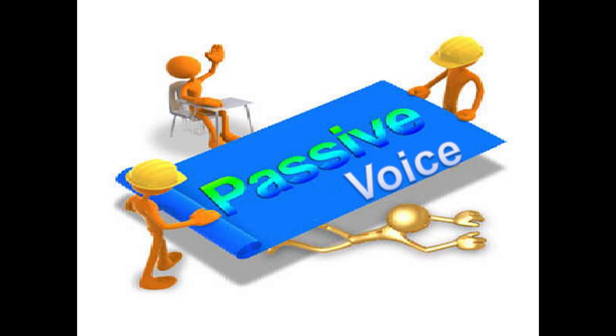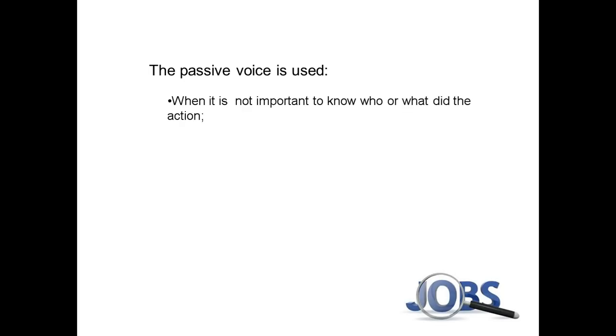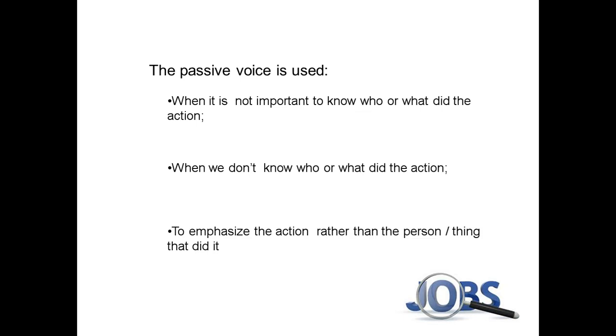On page 52 of your book, you have the grammar: passive voice. The passive voice is used when it's not important to know who or what did the action, when we don't know who or what did the action, or to emphasize the action rather than the person or thing that did it. Okay?